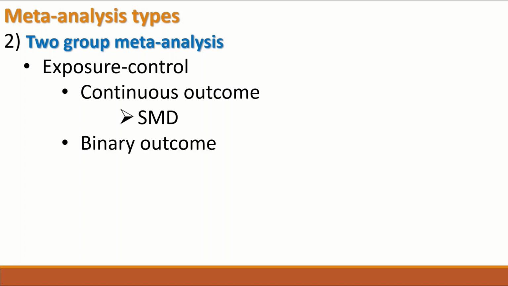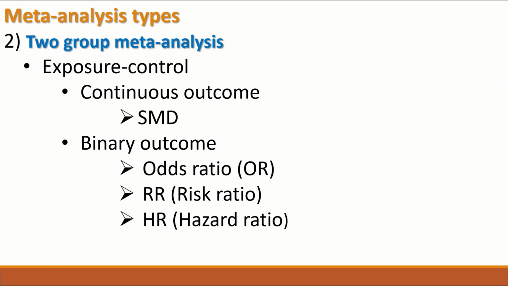If the outcome is binary, meaning the data have only two levels, either yes or no, disease or no disease, then the effect size that can be used for two group meta-analysis is the odds ratio, the risk ratio, or the hazard ratio.